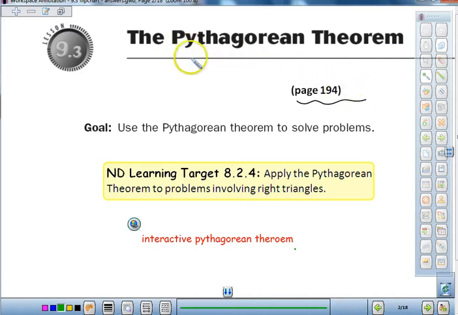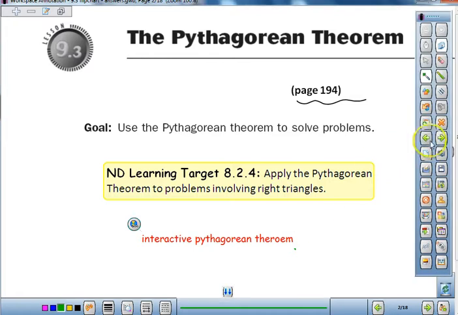Mrs. Thompson here looking at section 9.3 with the Pythagorean theorem. Our goal is to be able to use the Pythagorean theorem to solve problems, but first of all we kind of need to learn about what it is. We'll probably come back to this interactive one in just a little bit so I can show you that.